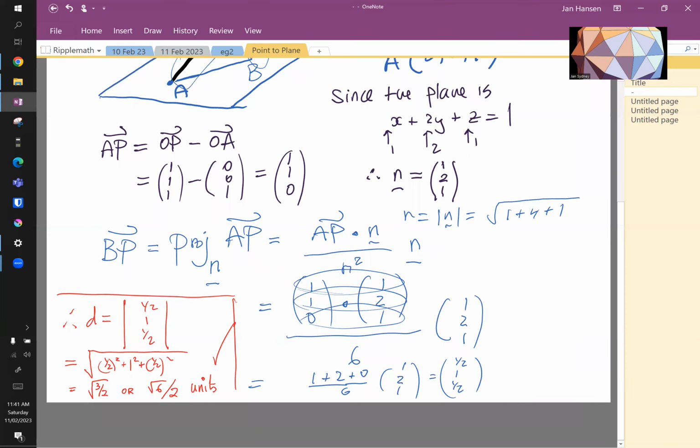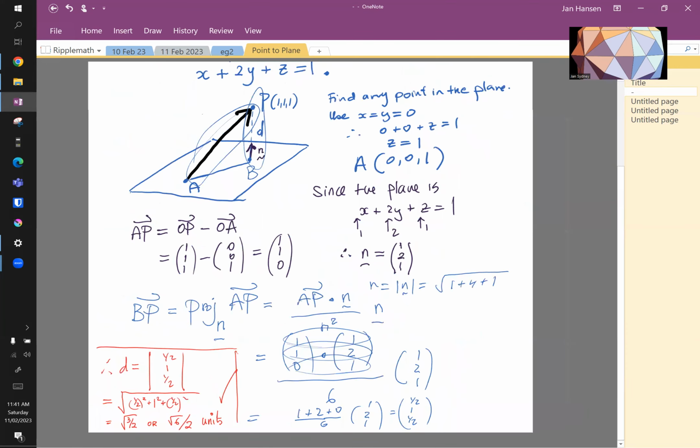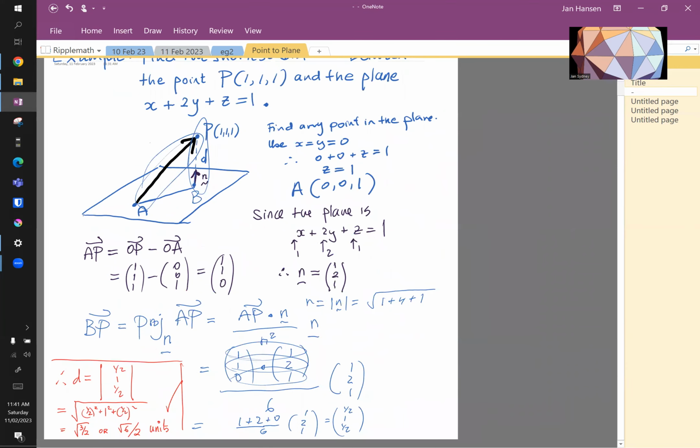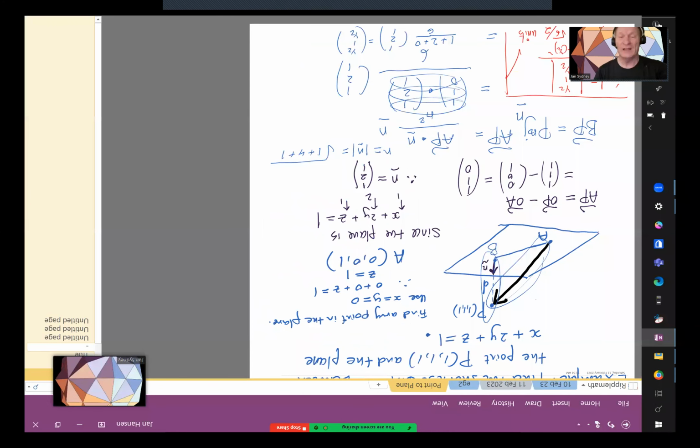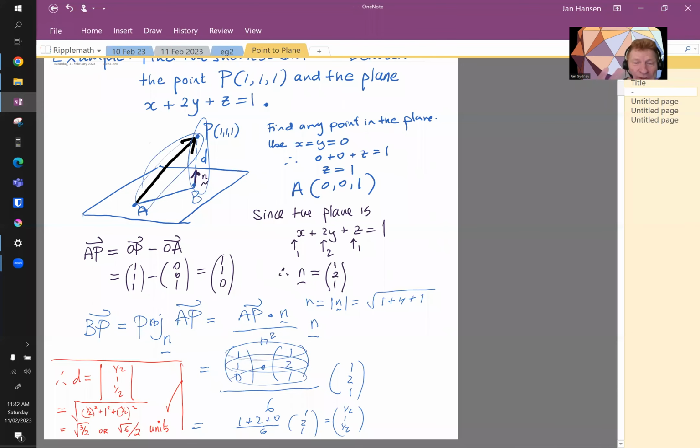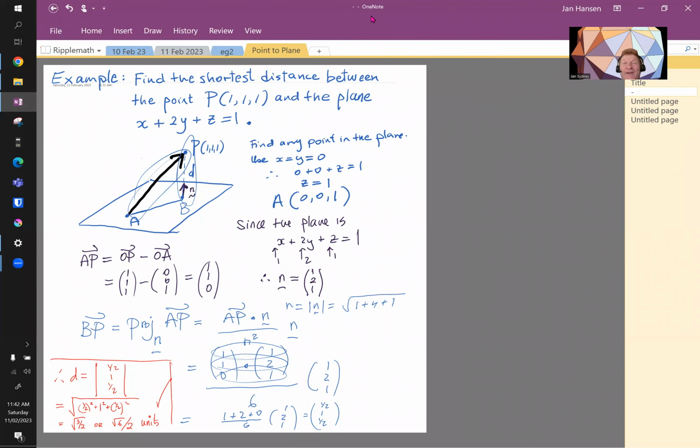But as I said, there are some previous videos which explain the projection formula and also the shortest distance from a line to a point. If you have a look at those two, they might clarify any issues you have from this one, if I went a little bit too fast for you.